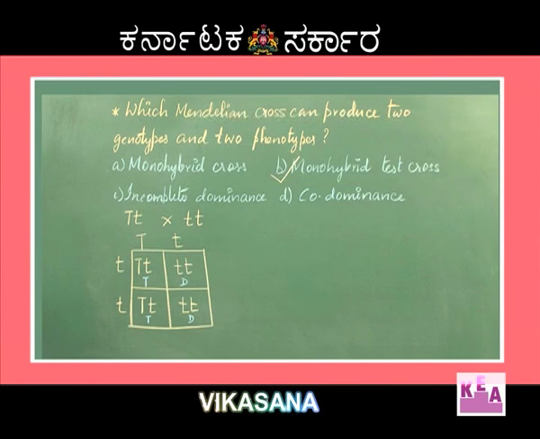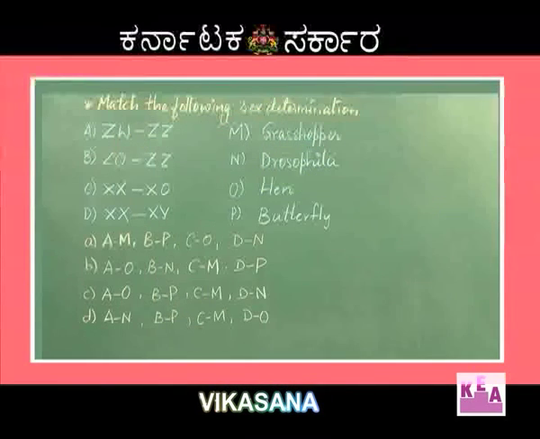Students, I hope this cross is clear. Now let's see the next question. Match the following with respect to its sex determination. Here there are 4 types of sex determination given in column 1, and on the other side they have given different types of organisms as examples of these types.